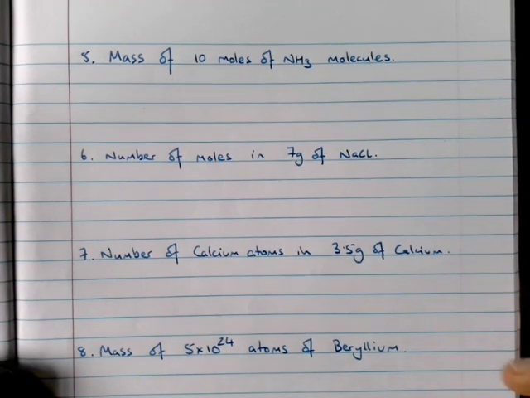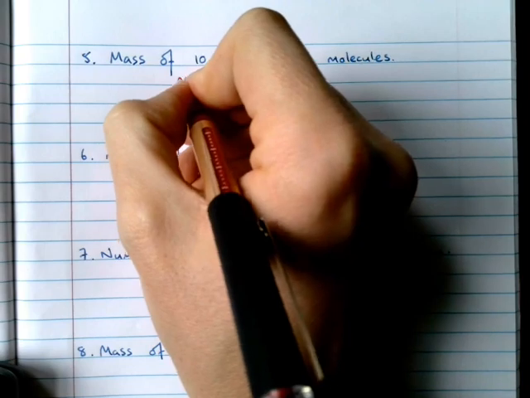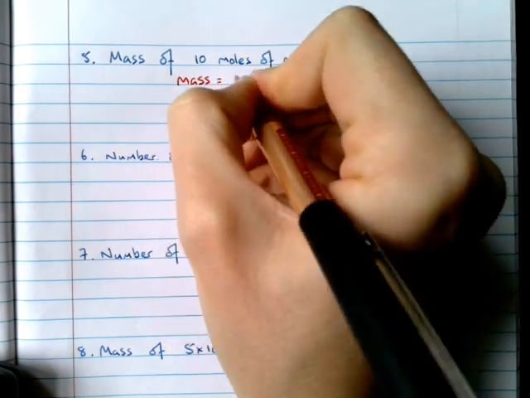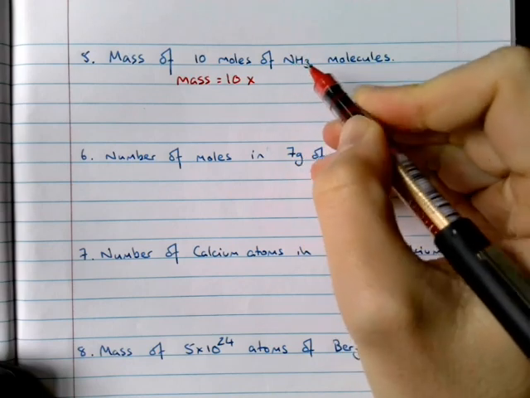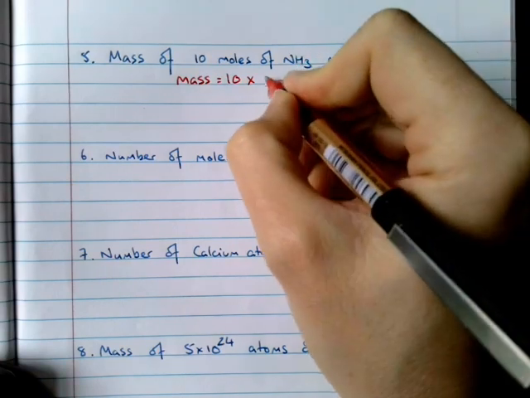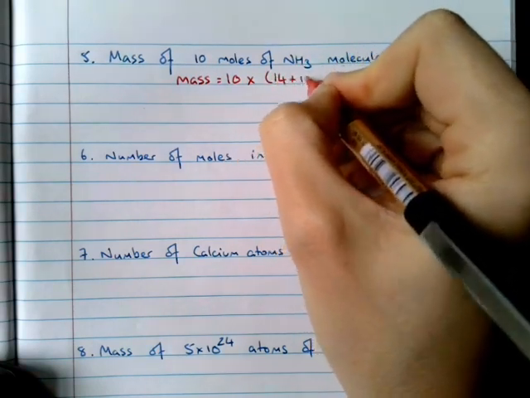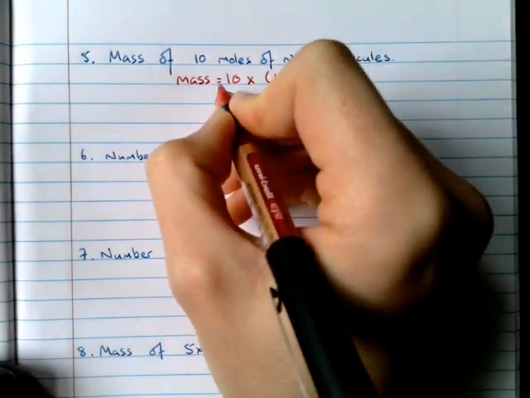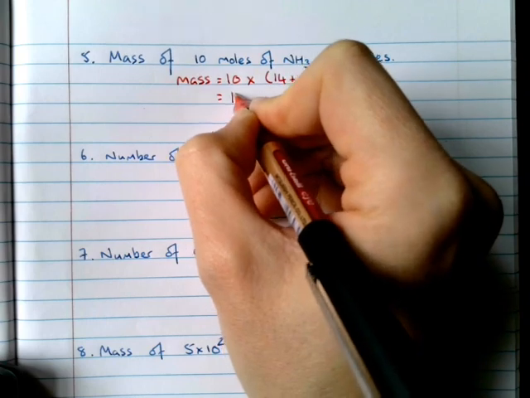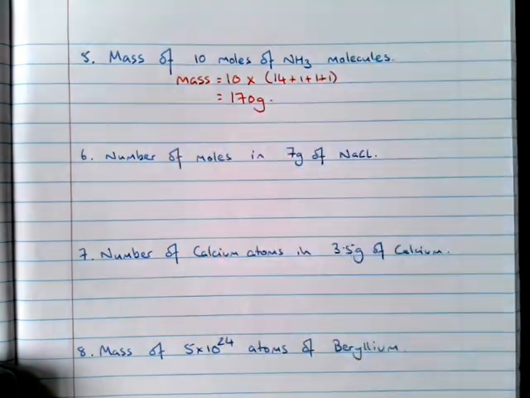So the mass of 10 moles of NH3 molecules. I need to work out my mass, which equals the number of moles, 10, times the molar mass of ammonia, which is going to be 14 plus 1 plus 1 plus 1, which is 17. So 17 times 10 is 170 grams.